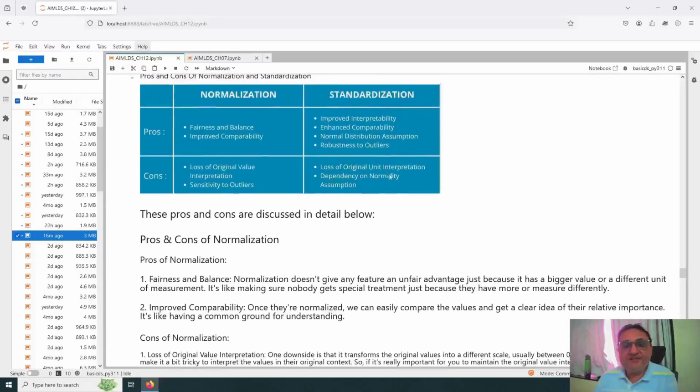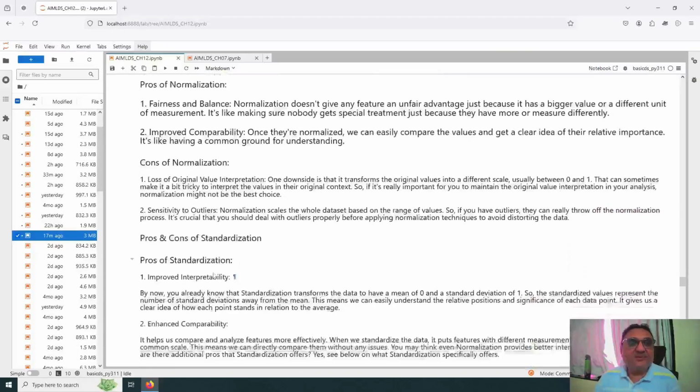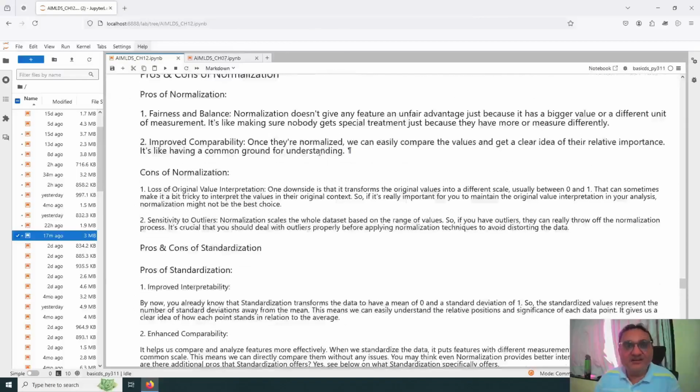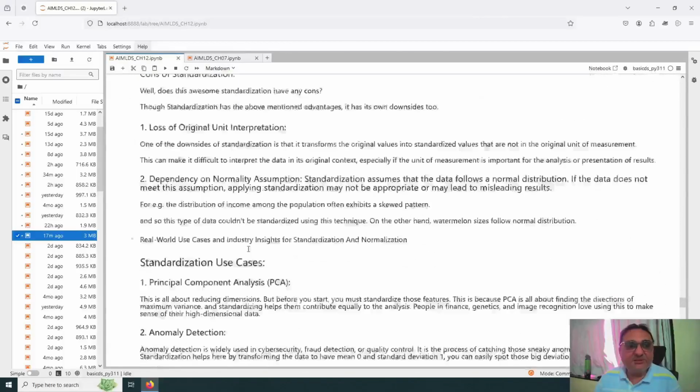And dependency on the normality assumption. So that means the basic thing about standardization is that it assumes that your original data is normally distributed. Now, which out of the two is more used? In practice, you will see that standardization is more used. Okay. Now these are the pros and cons in detail. I have already discussed this table, so you should read that.